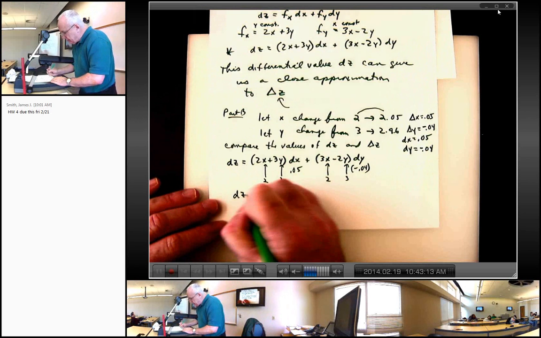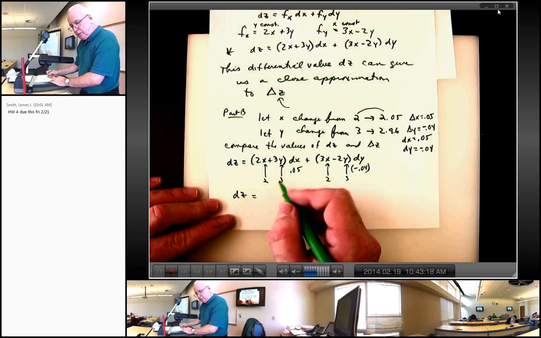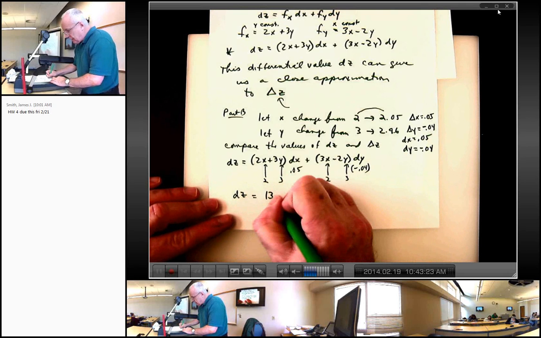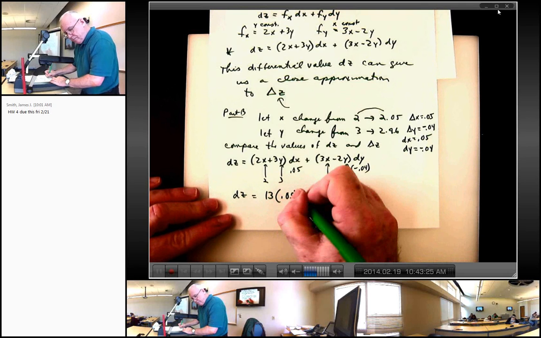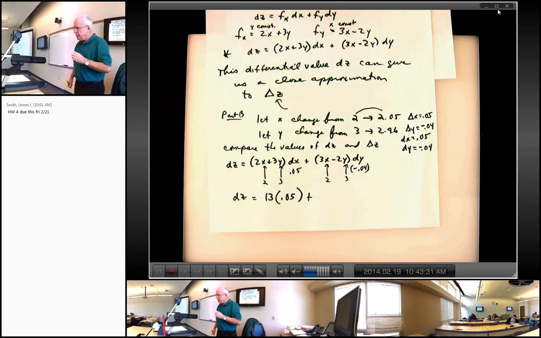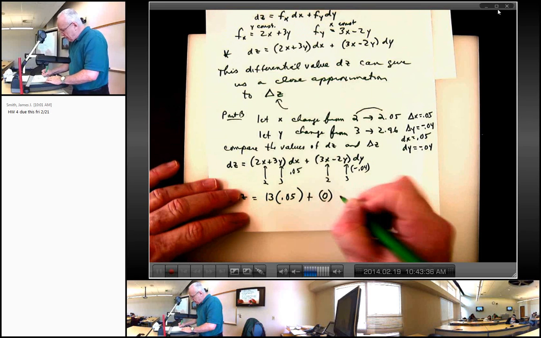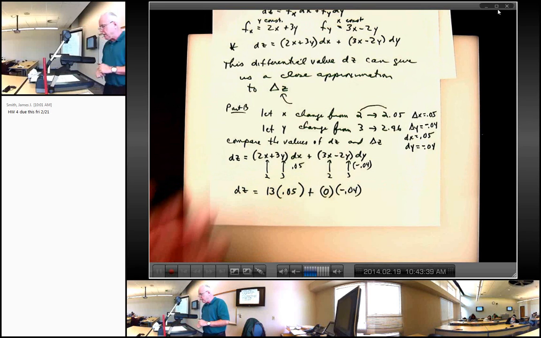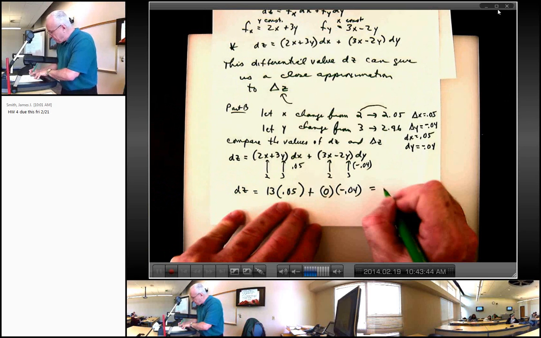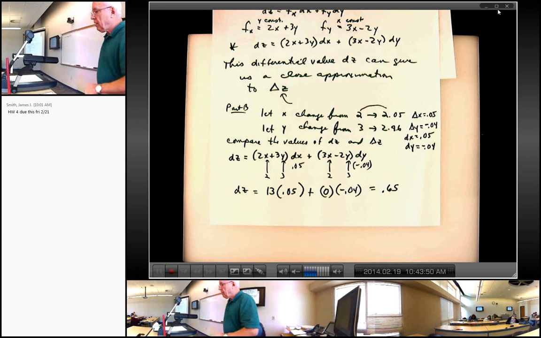So dz is equal to what? 2 times 2 plus 3 times 3. That's 13, times 0.05, plus 3 times 2 minus 2 times 3, well, that's 0, times minus 0.04. I'm just plugging in the numbers. So this equals 13 times 0.05, which is 0.65. Okay, so that's the dz.